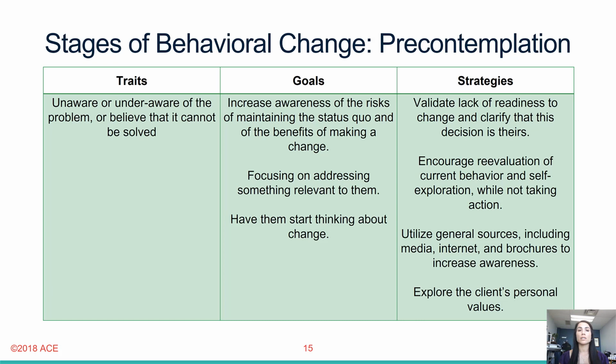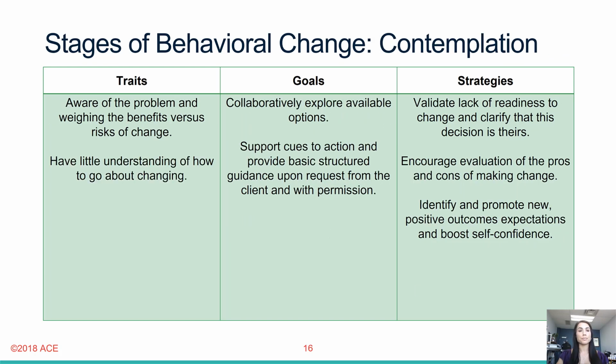We also want to focus on addressing something relevant to them and having them start to think about change, right? Some strategies might include validating the lack of readiness to change and clarifying that this decision is theirs. They are choosing that they don't want to change. Another strategy, for example, would be exploring the client's personal values. Because again, like I said in previous lectures, the more you know about their values, the better you're going to be able to help them in behavior change, including moving along this behavior change model.